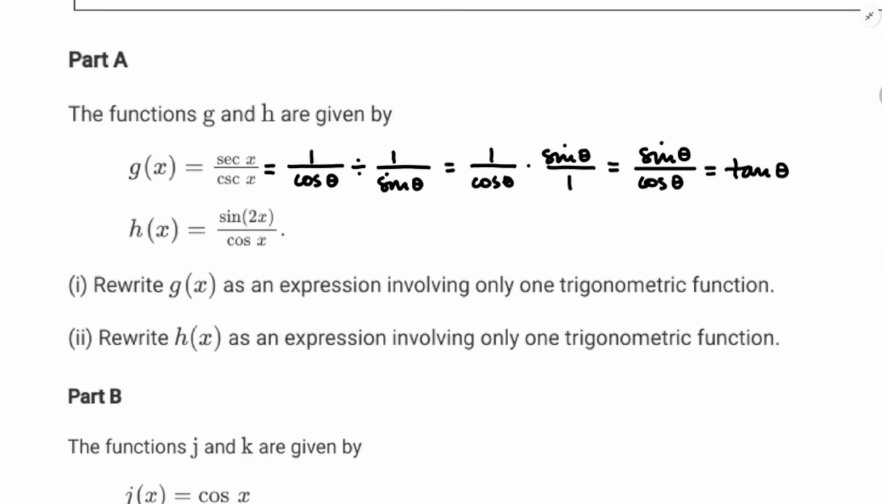Okay, sine of 2x over cosine x. Oh, I like this one. I wish I'd thought of this one sooner. Oh well, I'm not very good at thinking of these.